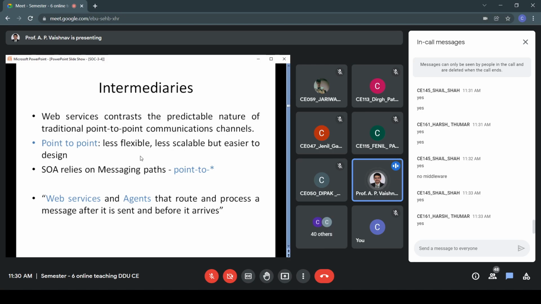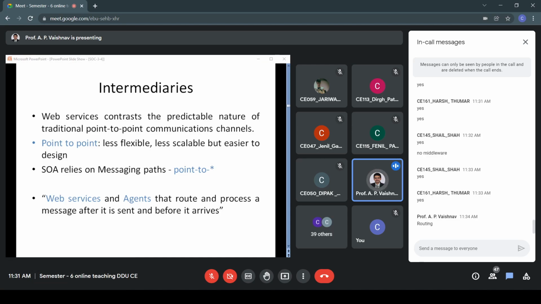Web services and agents. Ideally, we call services themselves agents, right? They perform routing and processing of a message after it is sent and before it arrives. There are two things, right? So it is doing two things: one is routing and the other part is called processing.